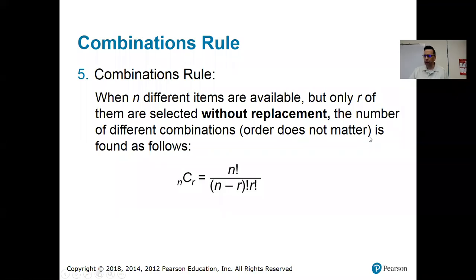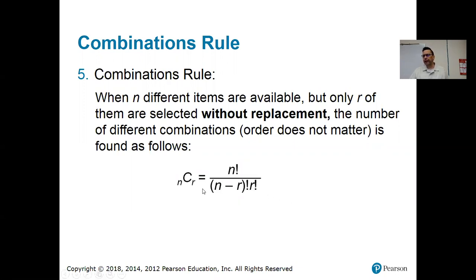All right, continuing with section 4.4. The last counting rule that we're going to talk about is the combinations rule. So remember, you use combinations when order doesn't matter. Okay, so if ABC would be considered the same thing as CAB, that is called a combination.